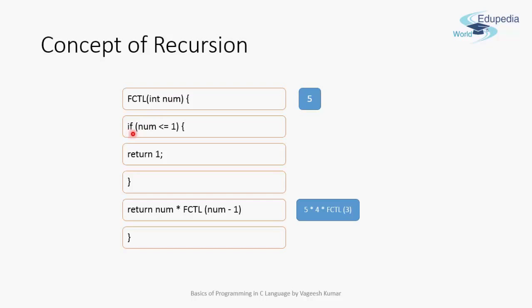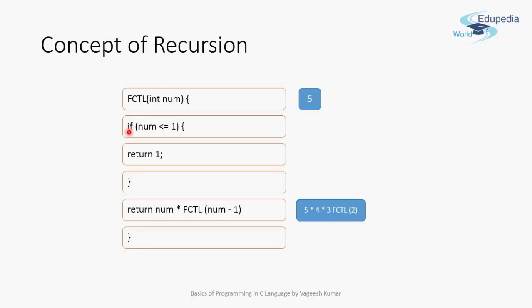Then we will say if num is less than or equal to 1. No, this is not less than or equal to 1. So we'll skip this condition again. We will come to return num into fctl of num minus 1. So it will again return 3 into factorial of 2. So again this process will continue, and this time the fctl function will again get called with an argument of 2.